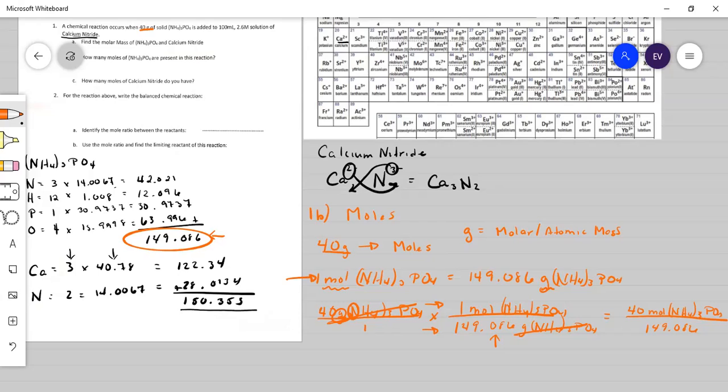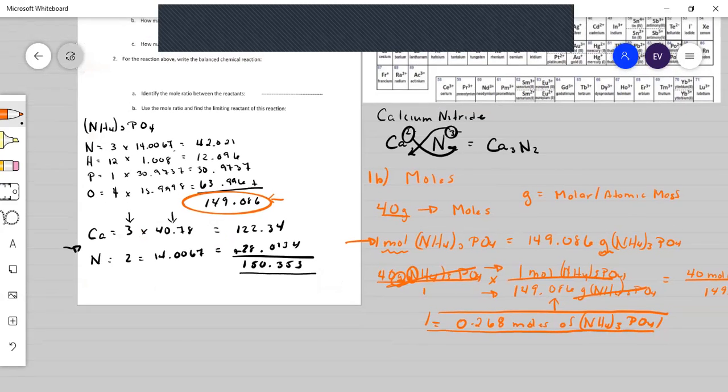Okay. And then once you get here, all you got to do is divide at the end. So 40 divided by 149.086 is equal to 0.268 moles of ammonium phosphate. Okay, and that's it. That's how you do the conversion. This is all review. And if you guys don't understand this, you need to make sure you learn it because you're going to be doing this a lot. Okay, so that's how you get the answer for 1B.